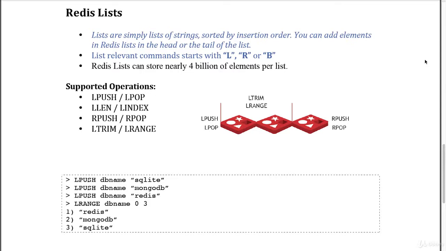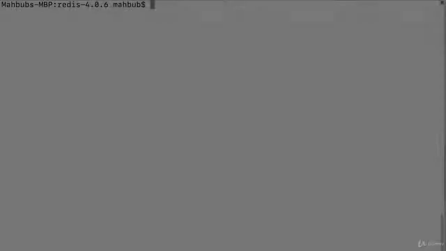Here is an example shown. Lpush db name, it is the key name, and the value is SQLite. Another lpush db name, the key name, and the value MongoDB. Lpush db name, the key name, value Redis. If we list these item elements, we can run the lrange command with the range 0 to 3. It will show the values in insertion order. At first Redis, then MongoDB, then SQLite.